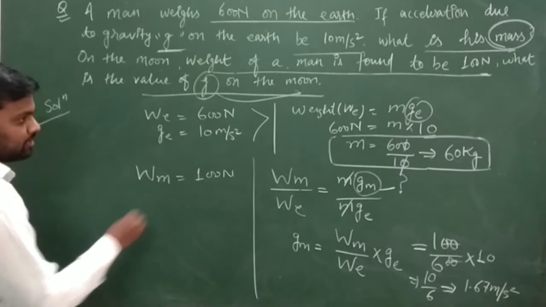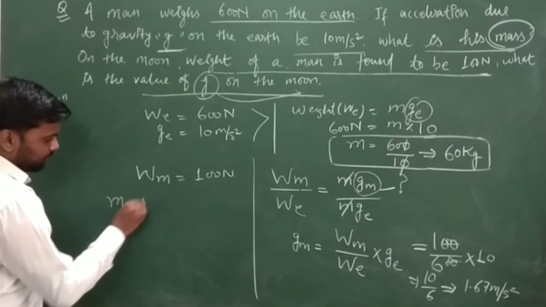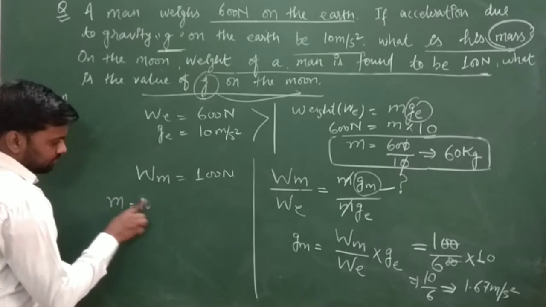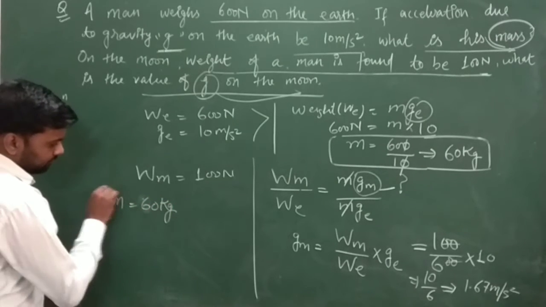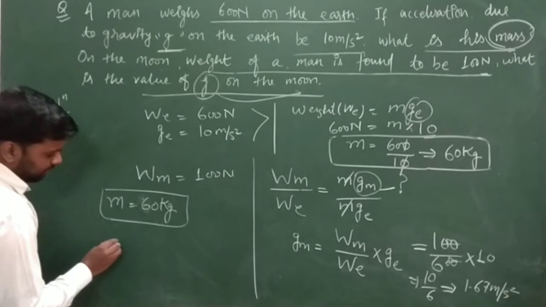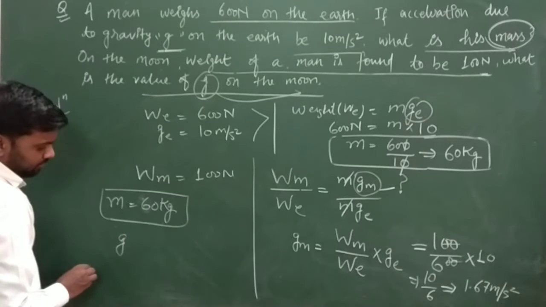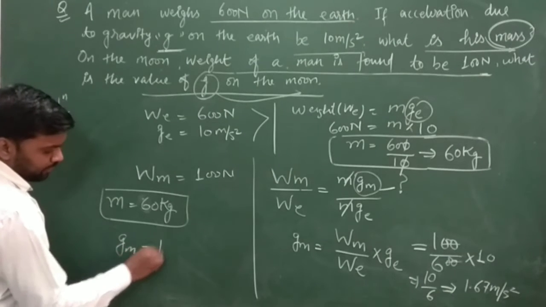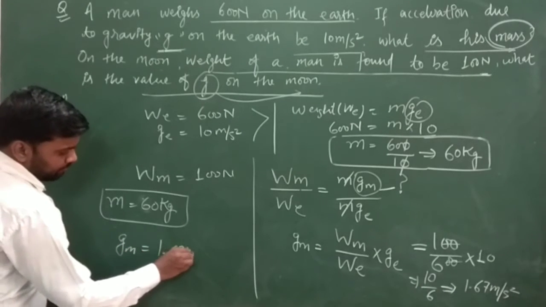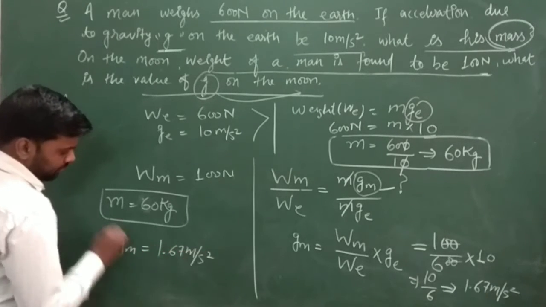So we have found the answer, that is mass of the object is 60 kg and acceleration on the moon is 1.67 meter per second square.